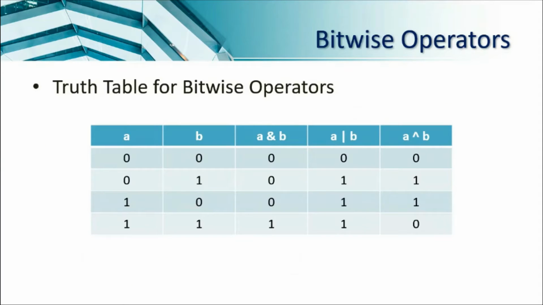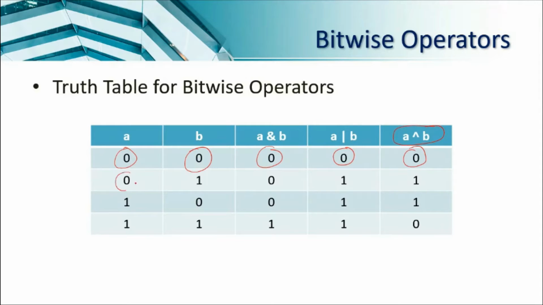Then the truth table for the bitwise operators. This is almost similar to the truth table for the logical operators. In the case of logical operators, there was a logical NOT. Here, we have the bitwise exclusive OR. So when A is 0 and B is 0, A AND B is 0, the bitwise OR is also 0, and the bitwise exclusive OR is also 0 because both are the same.